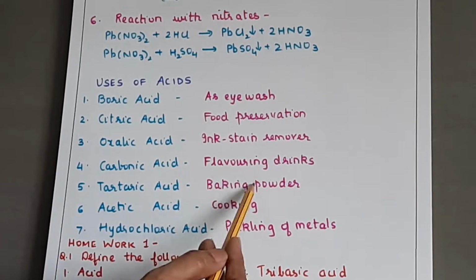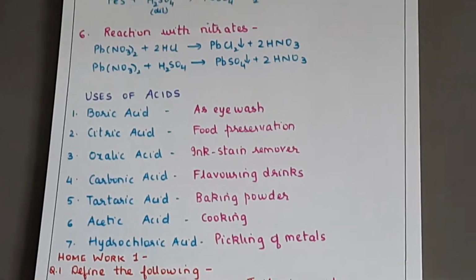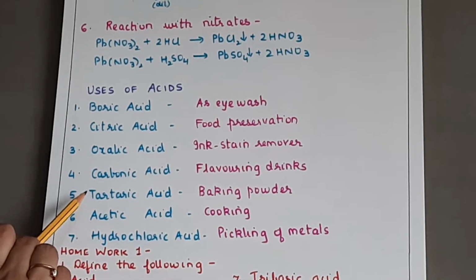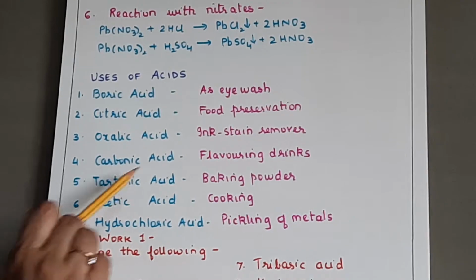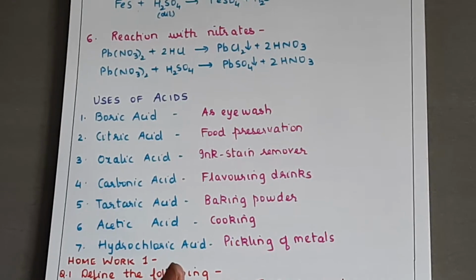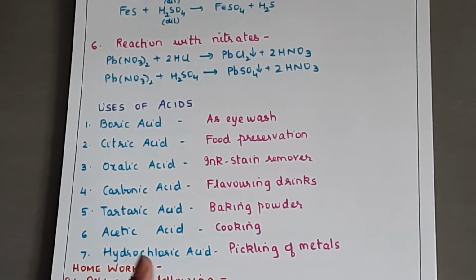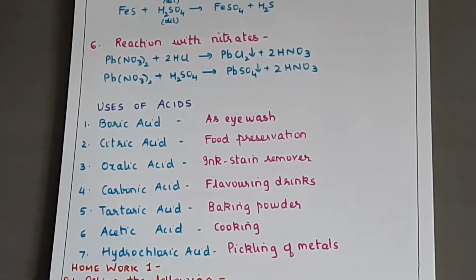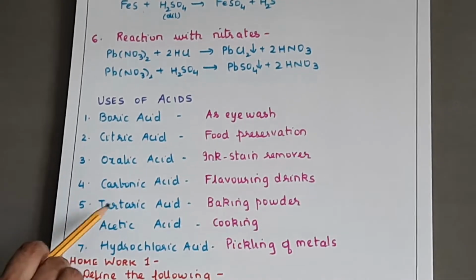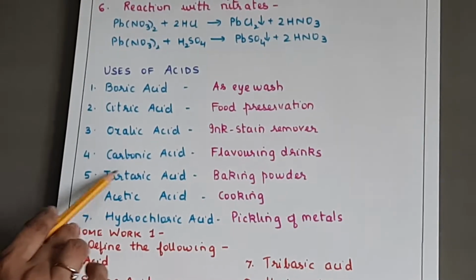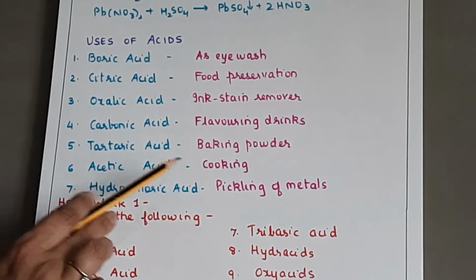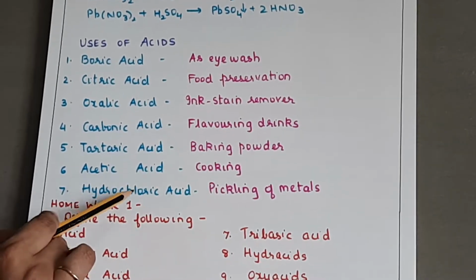So when you add the baking powder to your cake dough or your bread dough, the moisture present in the dough will cause the reaction between sodium bicarbonate and tartaric acid and release CO2 gas in situ. In situ, you understand, within the preparation itself, right? So that is responsible for making your cake or bread soft, fluffy and tasty. So carbon dioxide will be generated in the reaction itself. Okay, so that is your baking powder. Which acid is used? Tartaric acid. Then for cooking, acetic acid is used, and for pickling of metals, hydrochloric acid.